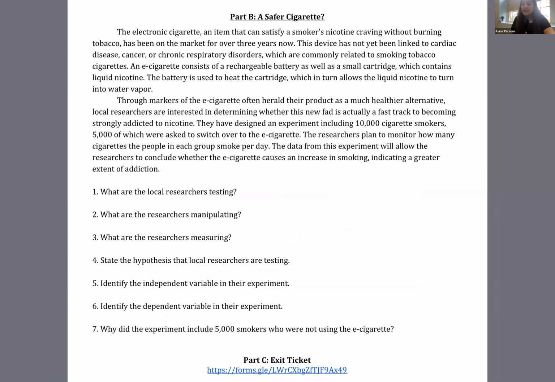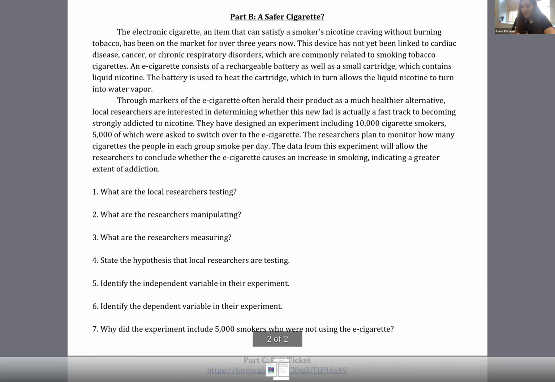An e-cigarette consists of a rechargeable battery as well as a small cartridge, which contains liquid nicotine. The battery is used to heat the cartridge, which in turn allows the liquid nicotine to turn into water vapor. So we're talking about smokers and their nicotine craving, right? Nicotine is what makes cigarettes addictive.